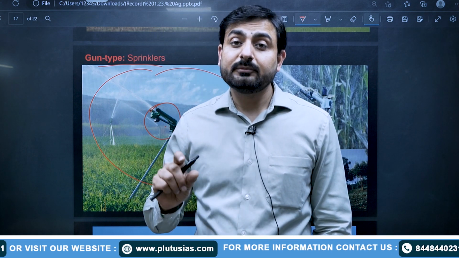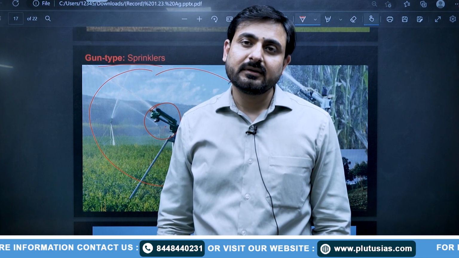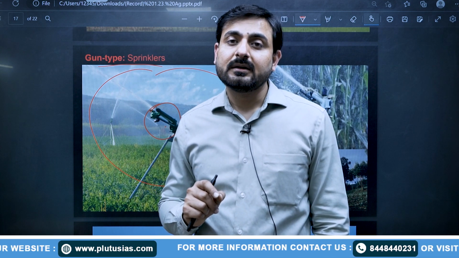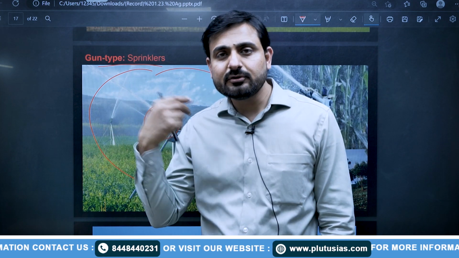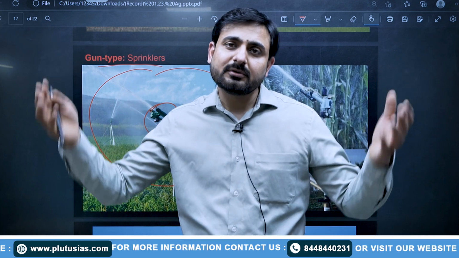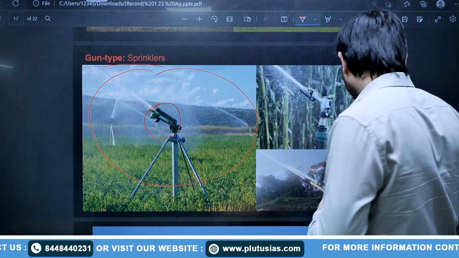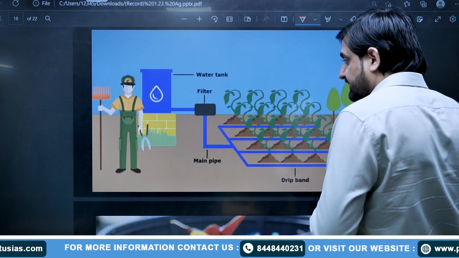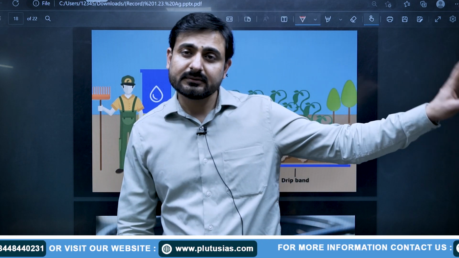Further, there is more wastage of water, especially more water evaporates in hot summer conditions, because when tiny water droplets are sprayed, a huge amount of water evaporates. So there is more wastage. Okay. Now the last method is drip irrigation. Drip irrigation was developed in Israel.